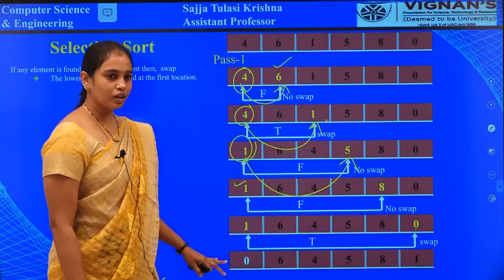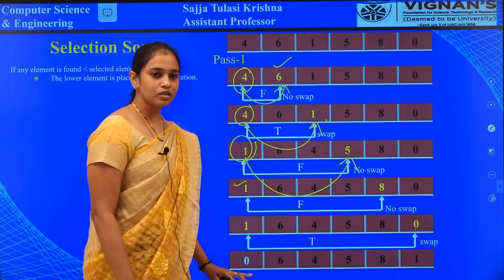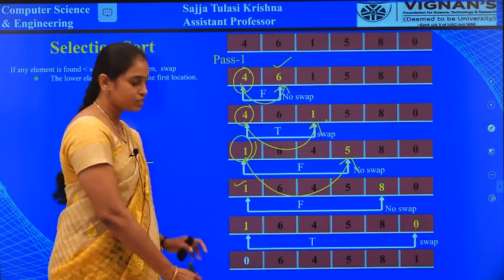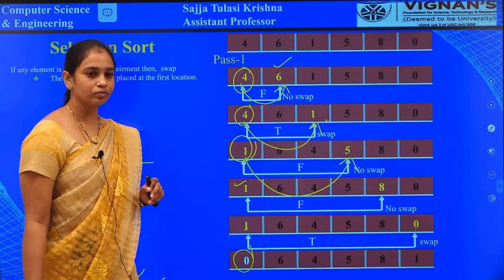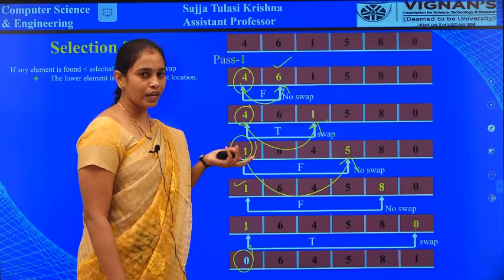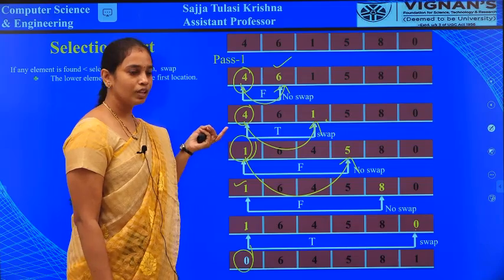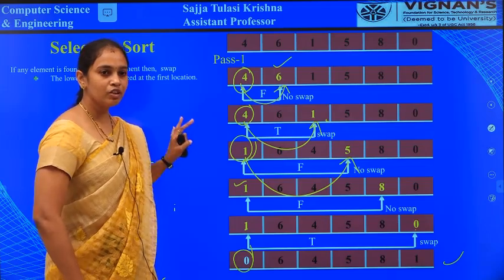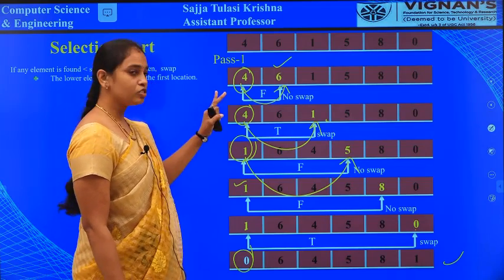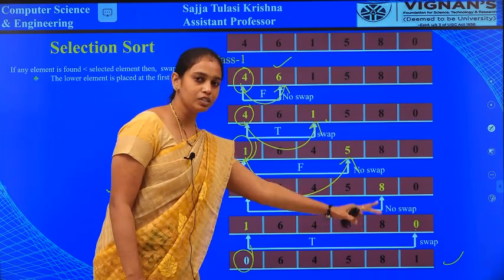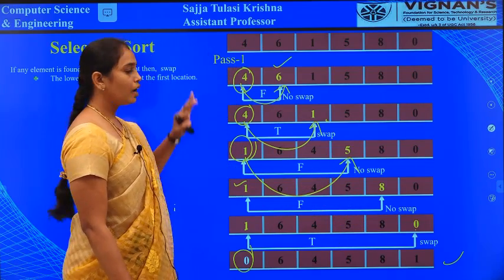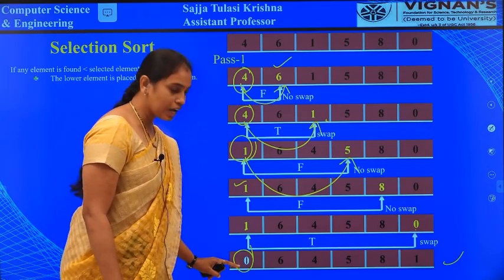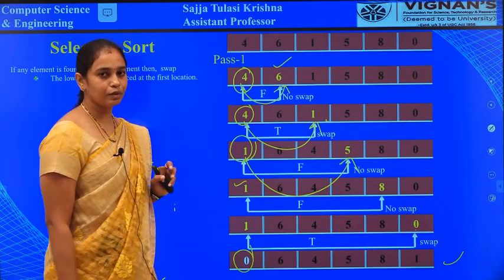Now observe what happened at the end of this pass. The minimum element is placed in its right position. Is it right or not? But in the case of bubble sort, what happened? In bubble sort, the largest element is placed at the right position, at the end of the pass. But in the case of selection sort, the minimum element is placed in its right place.